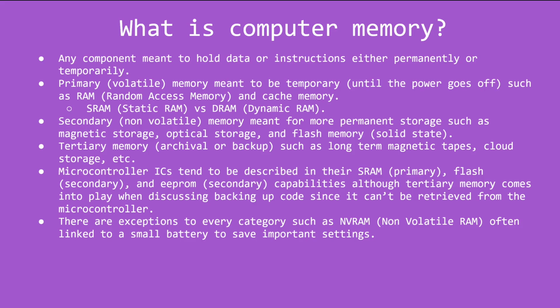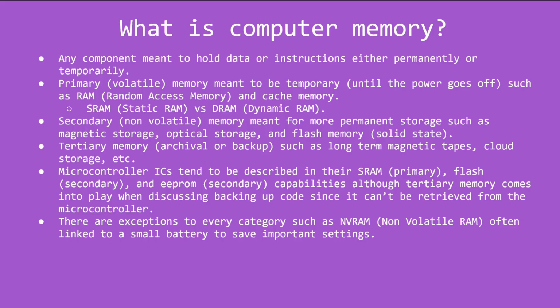Secondary is usually non-volatile memory that's meant for more permanent storage: magnetic storage, optical storage, flash memory. And then you've got the concept of tertiary memory, and this is really archival or backup. It could be long-term magnetic tapes, cloud storage, etc.